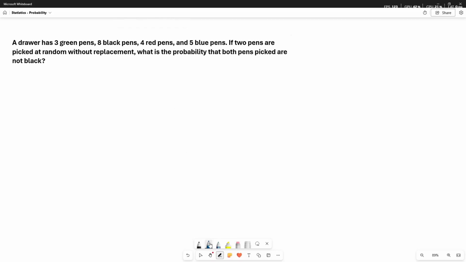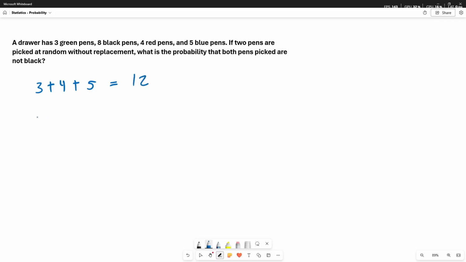So to start, we want to make sure we understand how many pens we have in total and how many are not black. So the non-black ones are 3 from the green, 4 from the red, 5 from the blue. And we have a total of 12 non-black pens.